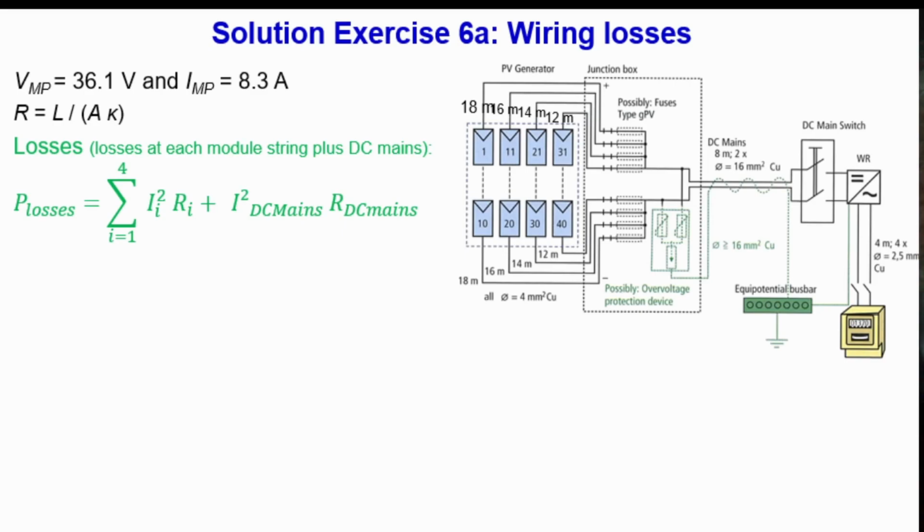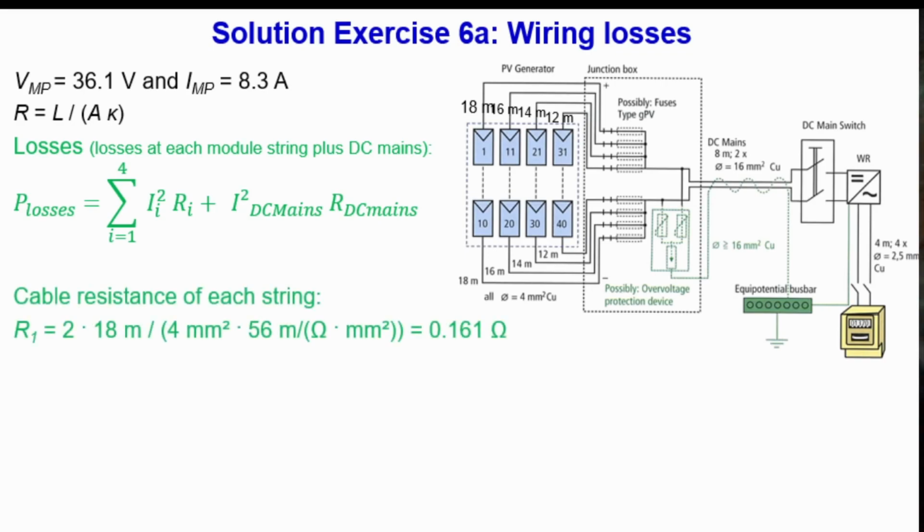So this is a formula for those. The first is the sum of the losses at the different strings plus the losses at the DC mains. The cable resistance of each string, for R1, the furthest away, is 2 times, because there are 2 poles, 2 times 18 meters divided by 4 square millimeters times 56. This is kappa here, 56 meters divided by ohms divided by square millimeters. So the resistance is 0.161 ohm.